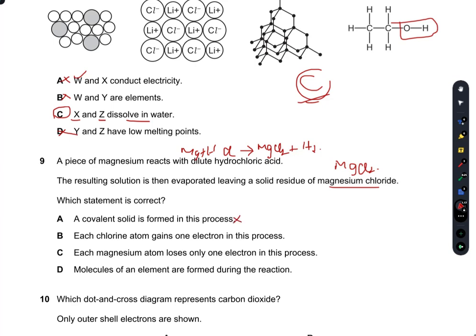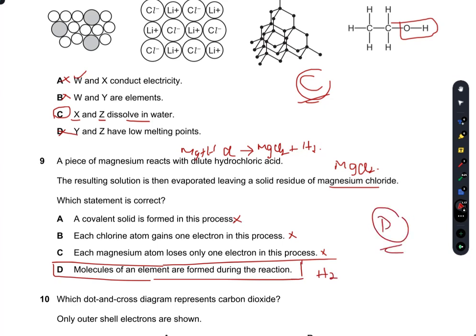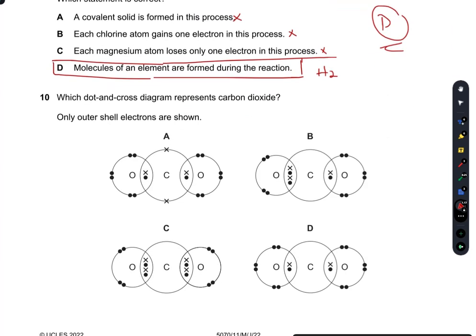Each chlorine atom gains one electron in this process. No, it does not. Each magnesium atom loses only one electron in this process. No, it loses two electrons. Molecules of an element are formed during the reaction. This is true. Molecules of the element hydrogen, H2, are formed. So D is our right option.